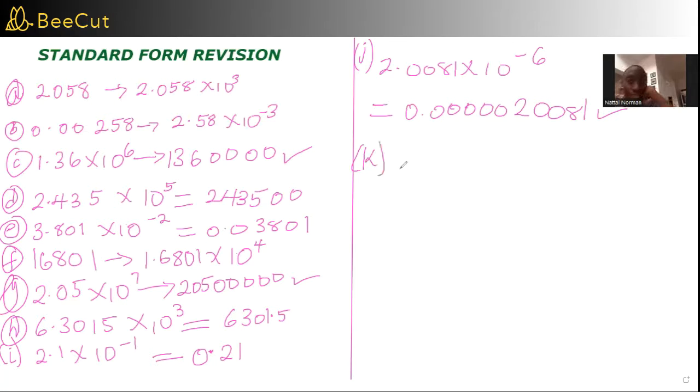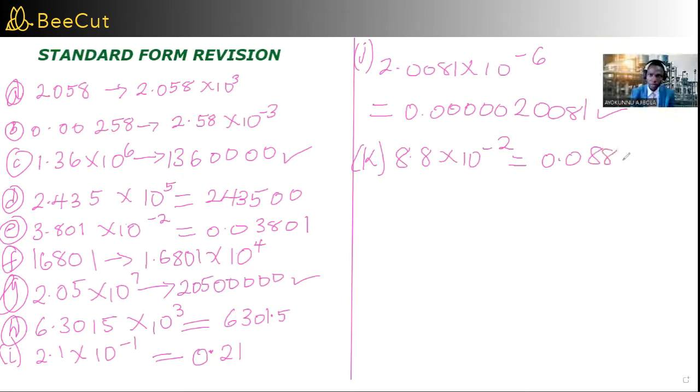So let's assume you have this next one that says 8.8 times 10 raised to power minus 2. So what would be my answer? 0.088. That is correct.